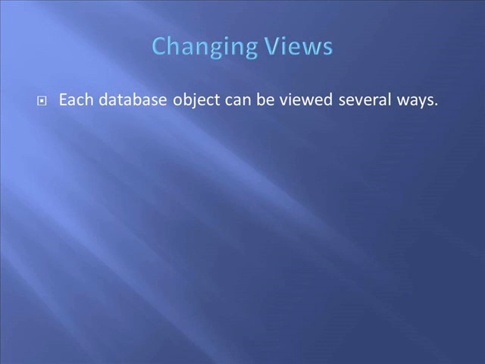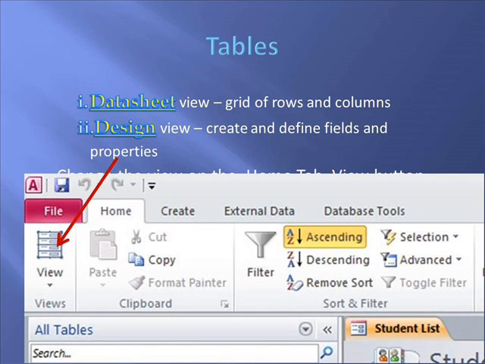Each database object can be viewed in several ways. For tables, the main views are datasheet view and design view. The datasheet view is a grid of rows and columns, and that is where you go to enter your records. You can also create fields and do some basic field formatting there. To do more advanced field formatting, go into design view, and you can define your fields. That's where you can set your input masks and set formatting for dates and change other properties such as field size.